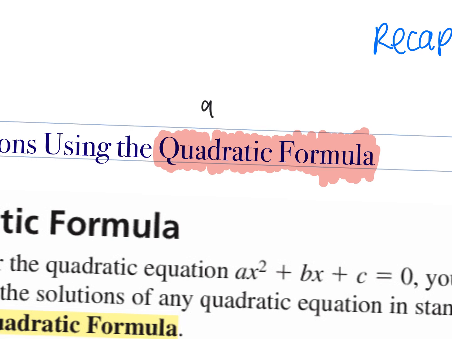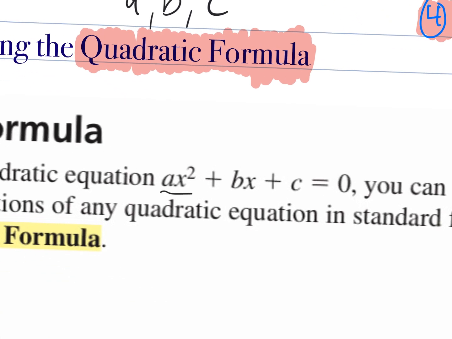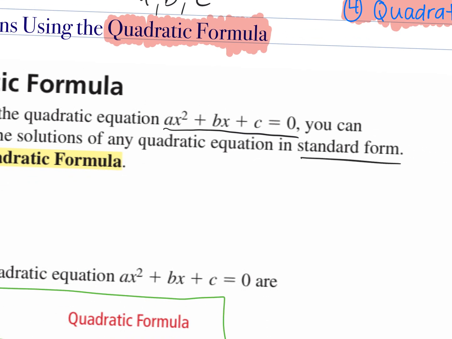are A, B, and C. Okay? Now, we get those values from something called standard form. Do you guys remember hearing the words standard form before? Yes. It is this equation, ax squared plus bx plus c equals 0. Make sure you have a 0 on the right-hand side of your equation. And if you forgot, that is called standard form. It's written for you down below as well.